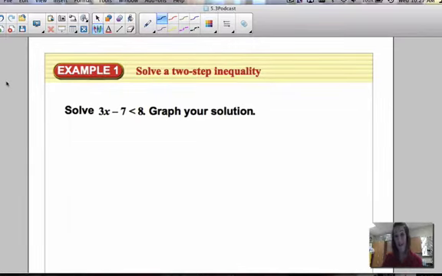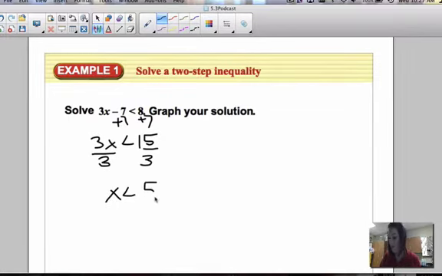So to get the x by itself on this problem, I'm going to have to add 7 to both sides. So I have 3x is less than 15. Still need to get x by itself, so I divide by 3. X is less than 5.